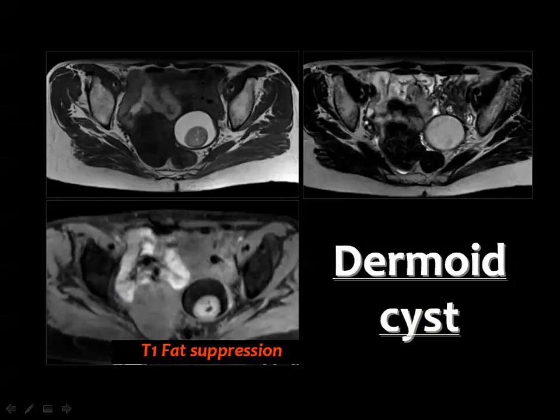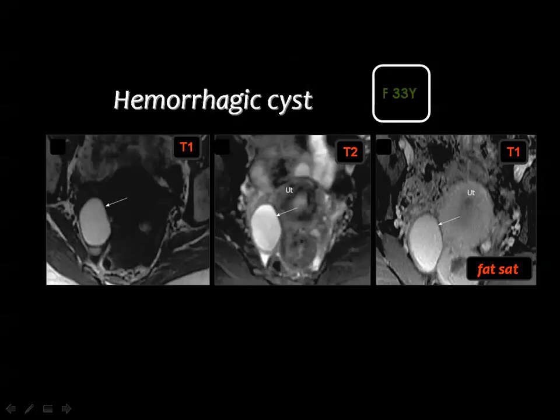And this is an example of a dermoid cyst in the ovary. This is the T1 weighted image, this is T2, and this is T1 after fat suppression. You see the fat component, which is bright in the T1, is suppressed in the T1 fat suppression. And look here, there is a cyst in the ovary which is bright in the T1 and also bright in the T2 weighted images, and after fat suppression it persists as a bright lesion, and this is a hemorrhagic cyst.